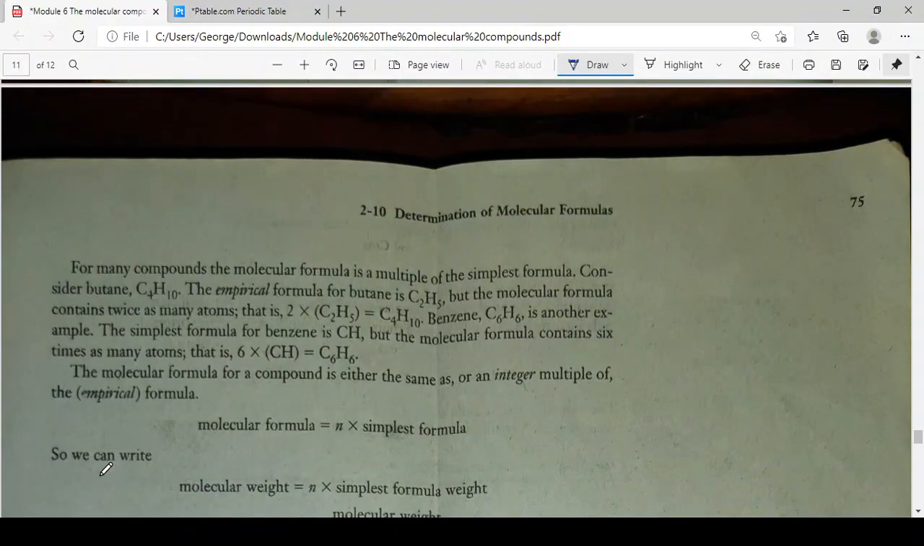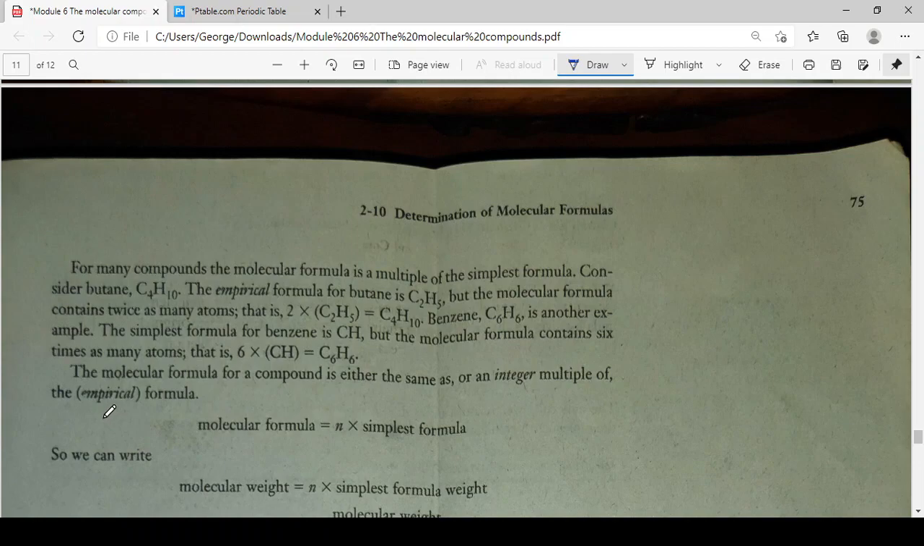For many compounds, the molecular formula is a multiple of the simplest formula. Again, your molecular formula is a multiple of your simplest formula because your simplest formula is the simplest whole number ratio of your molecular formula. Therefore, the longer formula is your molecular formula, and the simplest formula is your empirical formula.